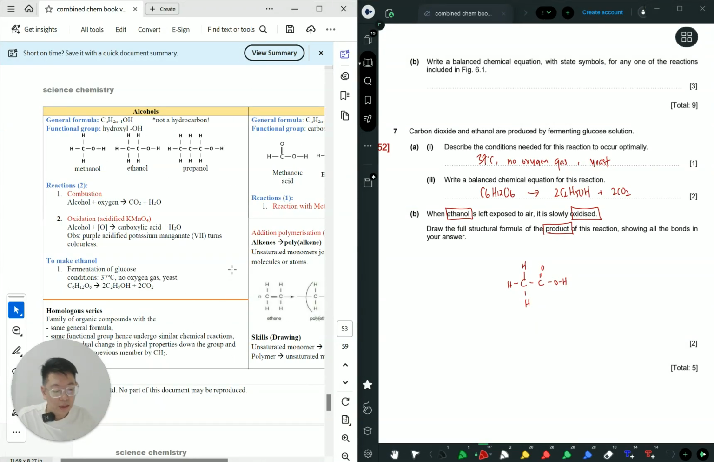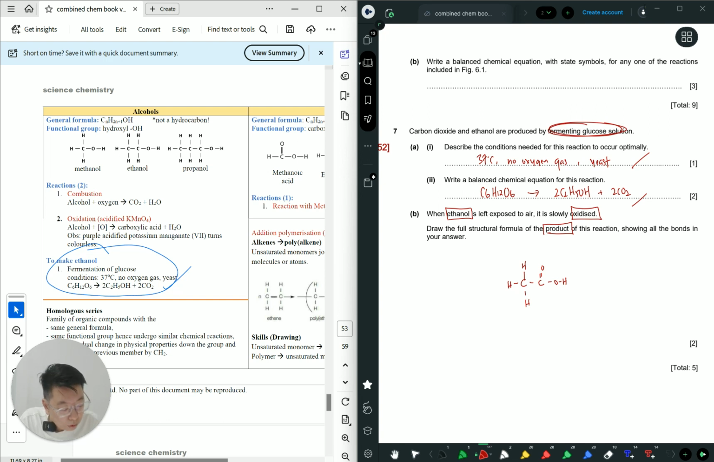What page is this? 52. All right? Now, describe conditions for fermenting glucose. Oh, it's basically here. 37 degrees Celsius, no oxygen gas, yeast. Write balanced chemical equation. It is below. Again, 3 marks just by memorizing facts.